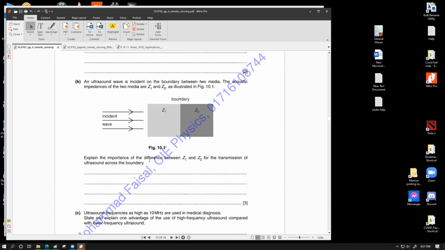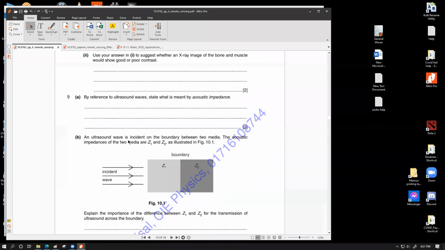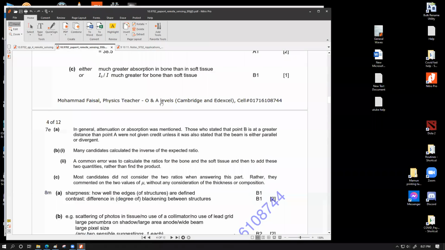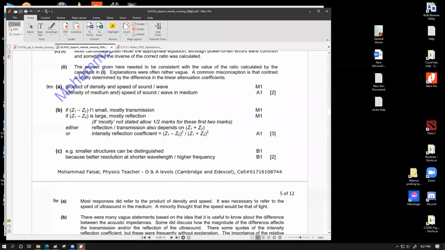But anyway, we'll have a look at the mark scheme to find out what the examiners look out for. This is question number 9B. Let's have a look.